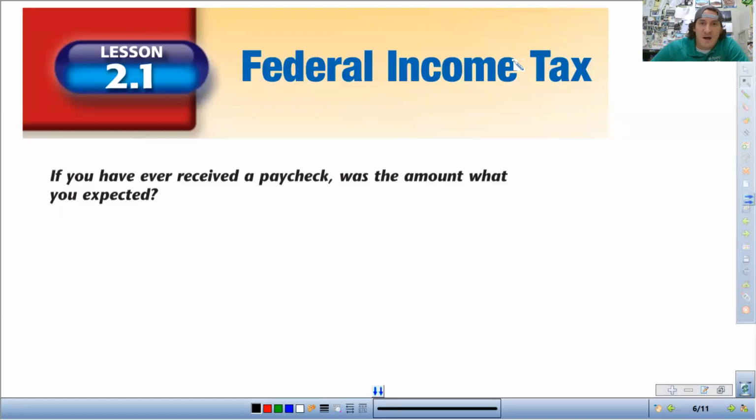All right, financial math classes. We are talking about federal income tax today. So we're starting chapter 2, which is all about net income.